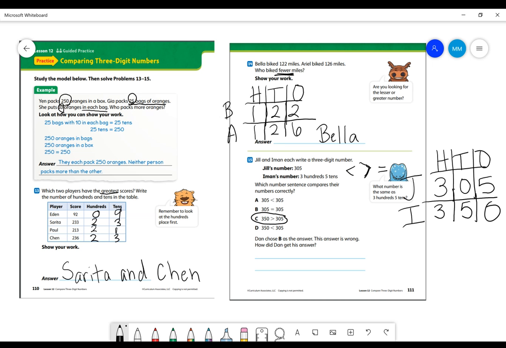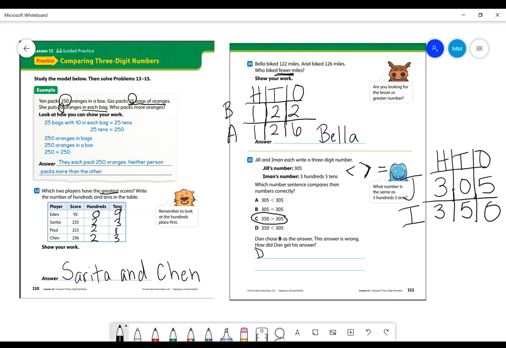It said Dan chose B as the answer. This answer is wrong. How did Dan get his answer? So Dan said that 305 was the same as 305. We know that Iman's number was 350. What did Dan think Iman's number was? He thought Iman's number was 305.